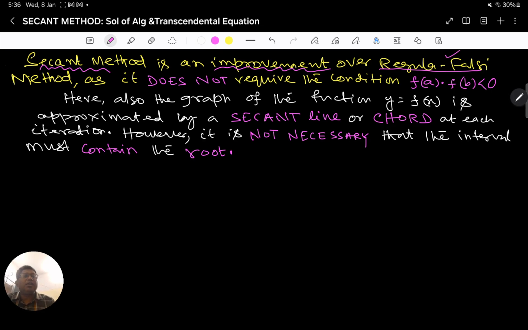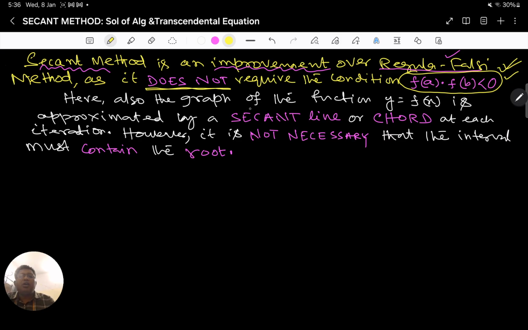In the regula falsi method we have the restriction of f(a) into f(b) being negative at every stage, right? But here in the second method we relax this condition. For the initial approximation we have it, but in subsequent stages we just relax this condition, and in this context this is an improvement.